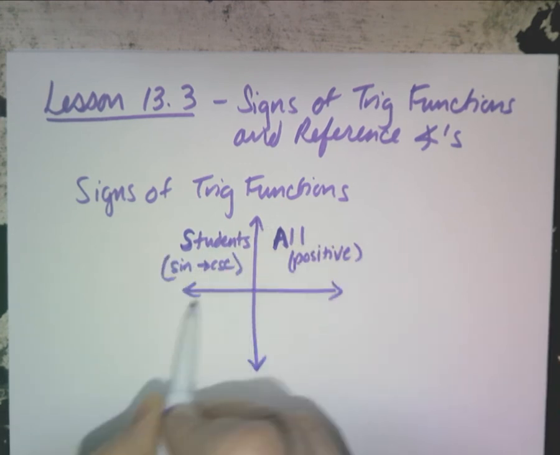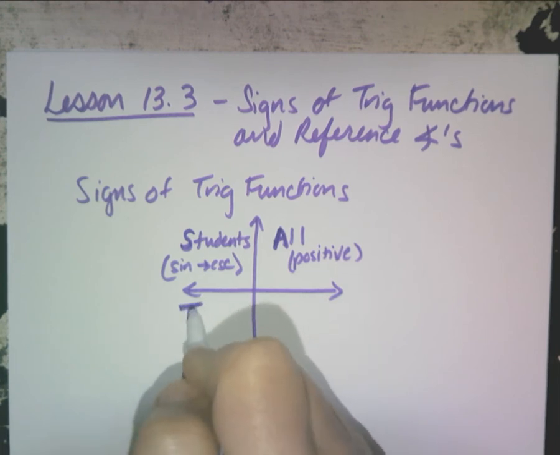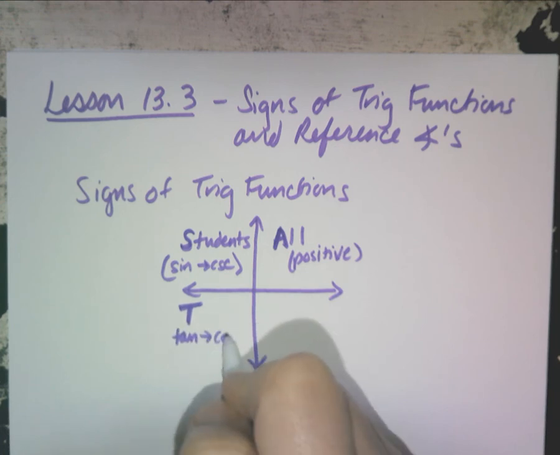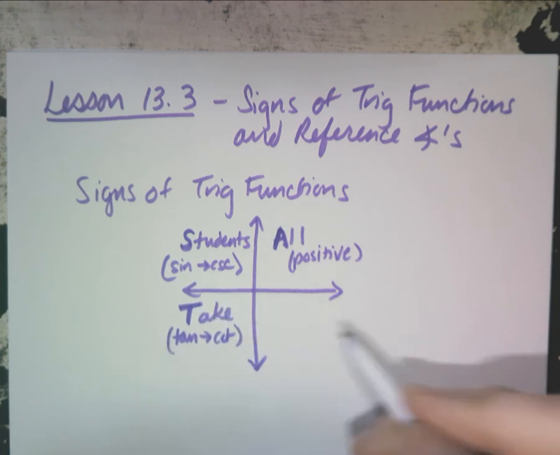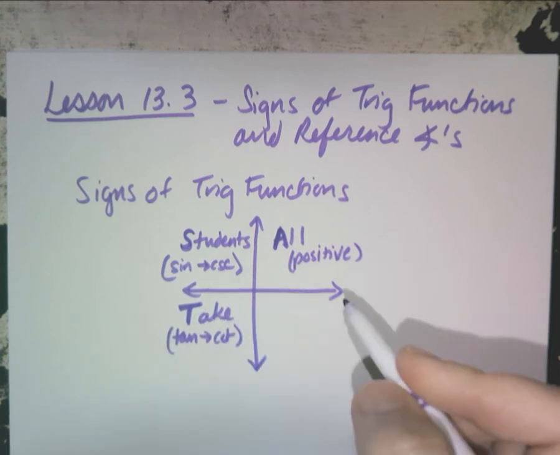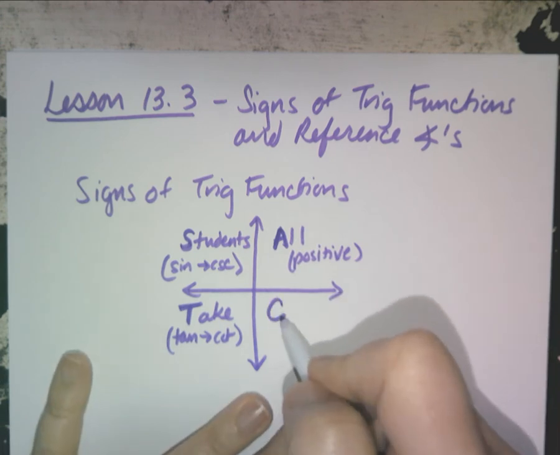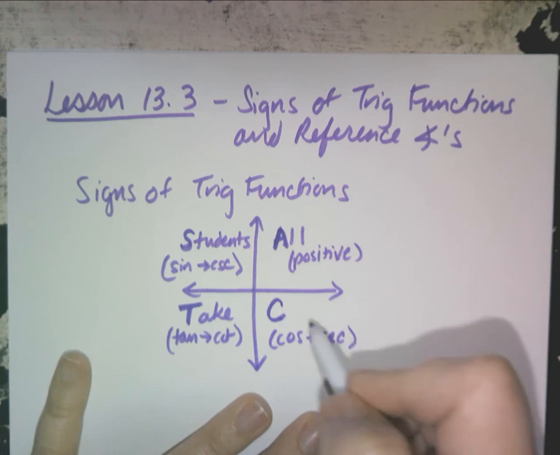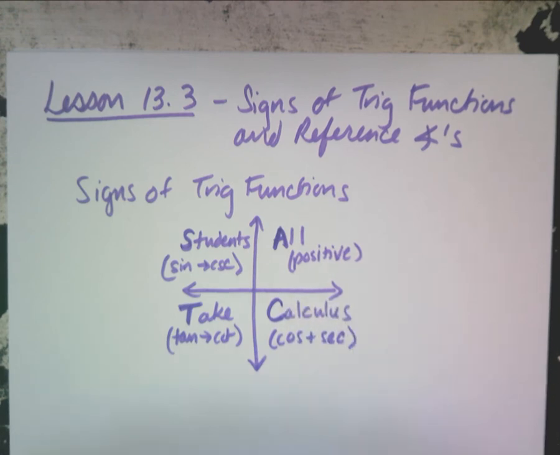In this third quadrant here, the only trig functions that are positive, the first one starts with a T, which we all know is tan, and its reciprocal, cotangent. So we say all students take. And then the last one is a C, which is cosine and secant. Always goes back to that, doesn't it? We say all students take calculus.